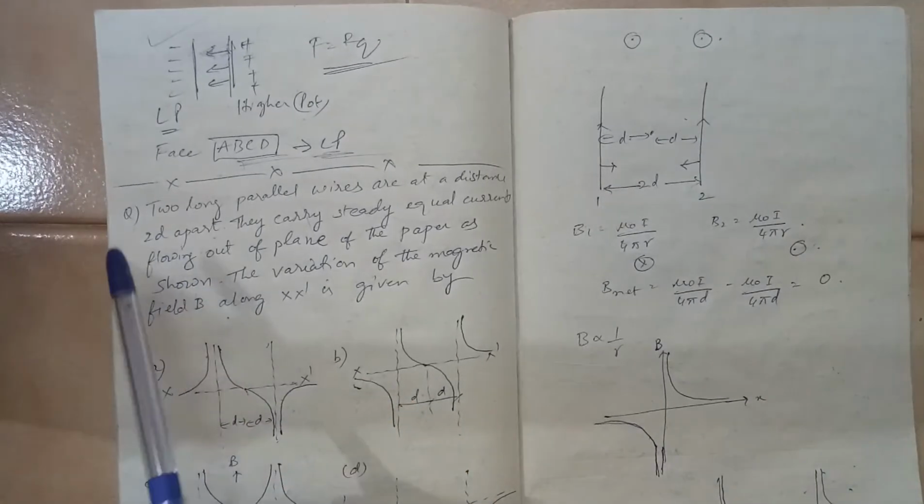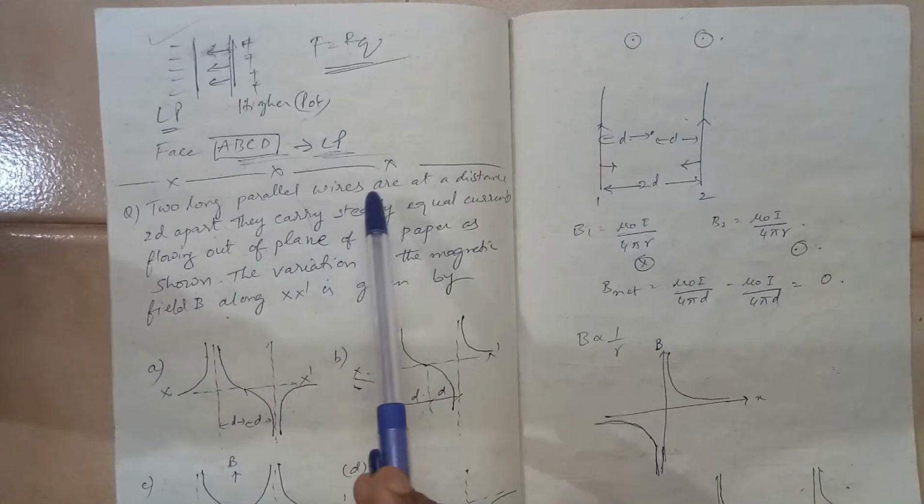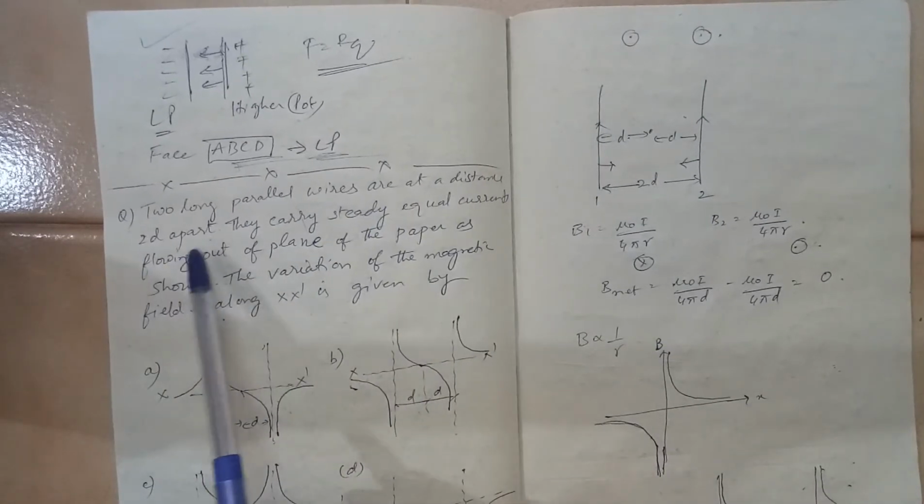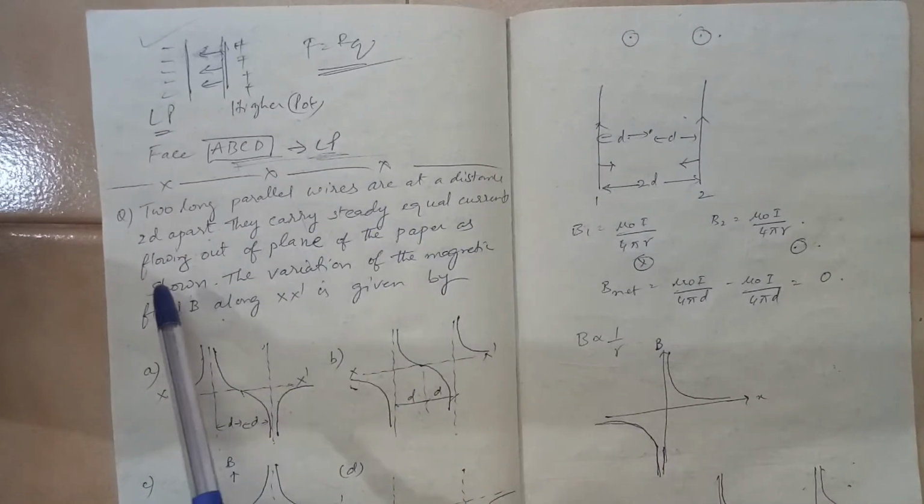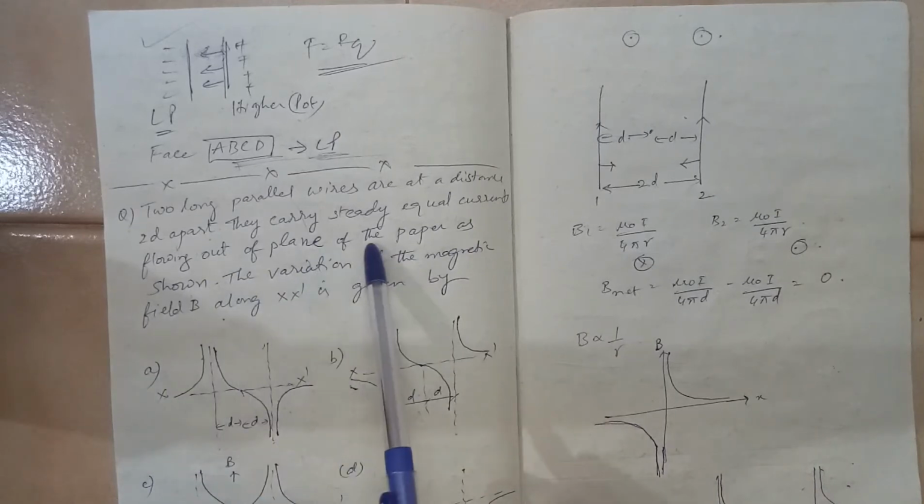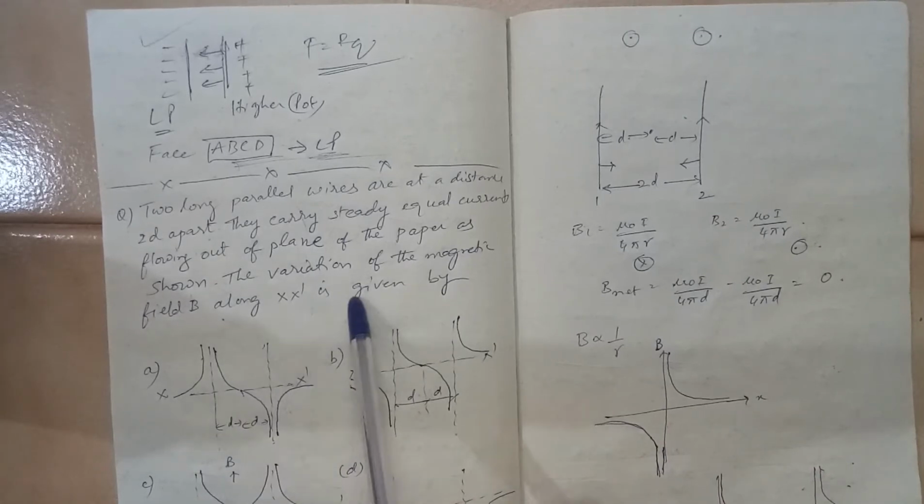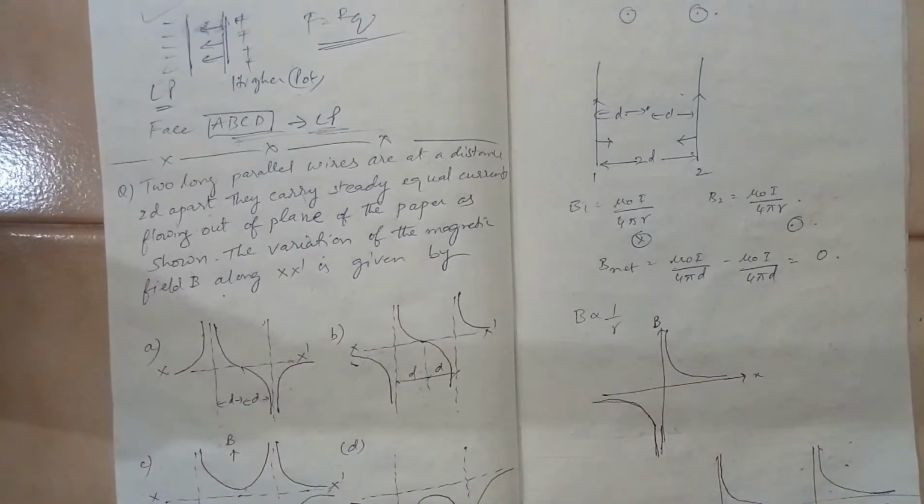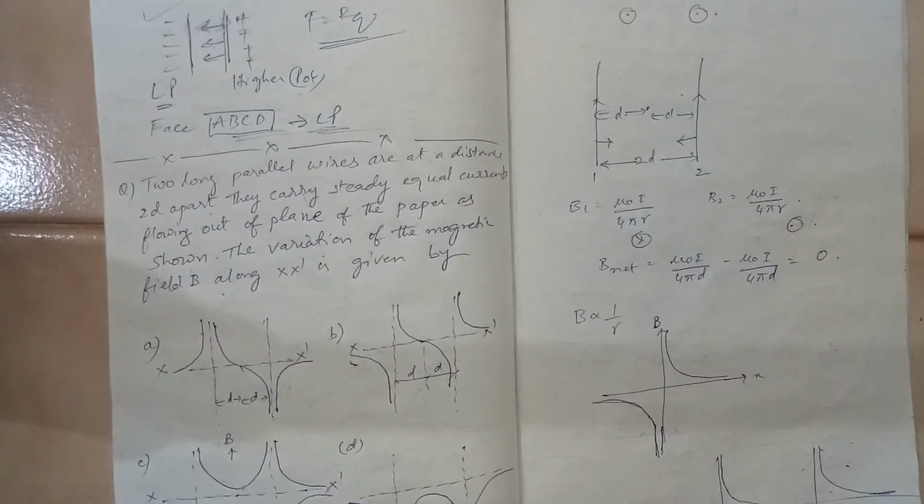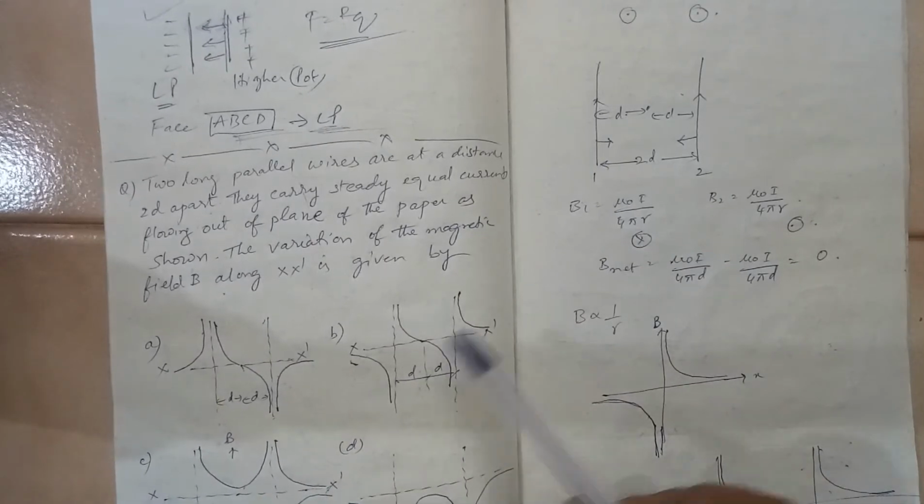The question says two long parallel wires are at a distance 2d apart. They carry steady equal currents flowing out of the plane of the paper as shown. The variation of the magnetic field B along xx dash is given by 4 graphs, and we have to predict which graph is correct.